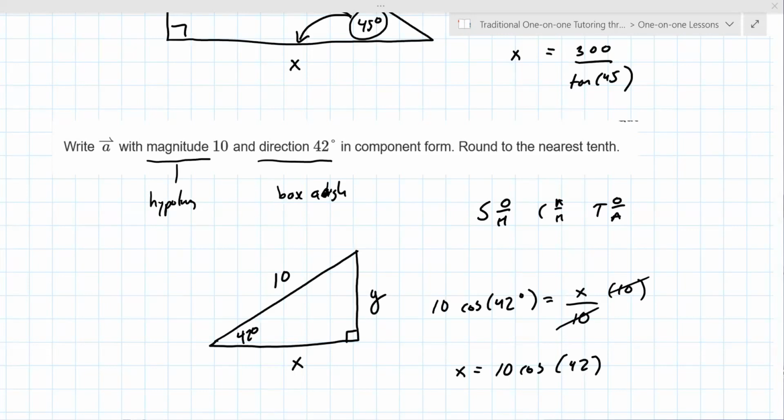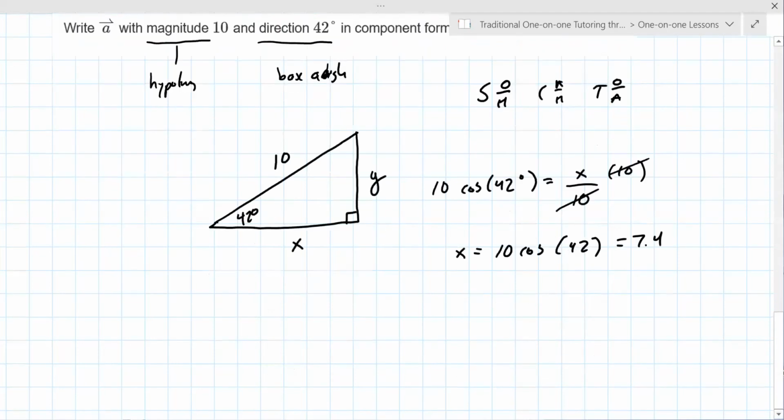Okay, I get 7.4 as my answer. Now we're going to do the same thing for y. We're going to do the sine of 42, because y is on the opposite side and the hypotenuse is 10. So y is 10 sine 42.